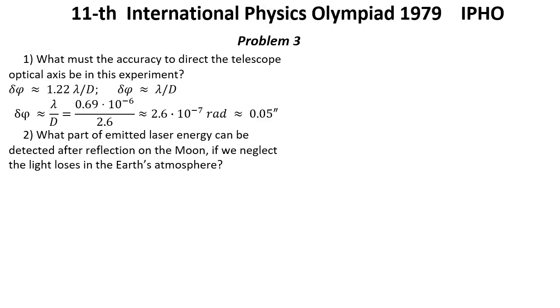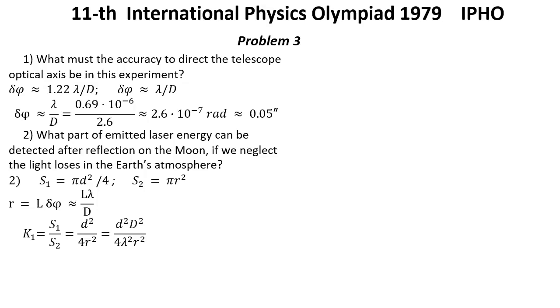Solution for question 2. What part of emitted laser energy can be detected after reflection on the Moon if we neglect the light losses in the Earth's atmosphere? Solution. The part K1 of the light energy of a laser directed to a reflector may be found by the ratio of the area S1 of the reflector versus the area S2 of the light spot on the Moon, where S2 equals pi r squared and r equals L multiplied by delta phi, where L is distance to the Moon.